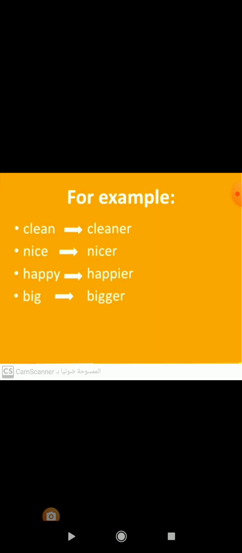Here are some adjectives for this rule: clean, nice, happy, and big. Number 1. Clean is a short adjective, so we will add er to the end of it in the comparative form, and it will be cleaner. Number 2. Nice is a short adjective which ends with e, so we will only add r to the end of it in the comparative form, and it will be nicer.